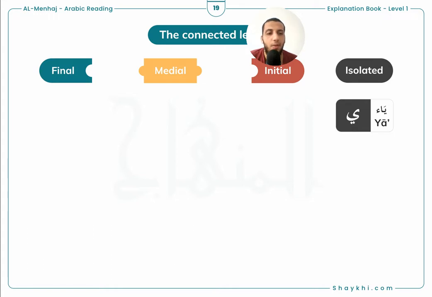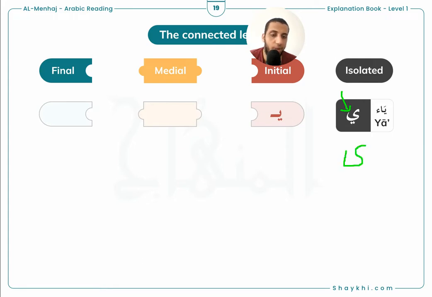As you can see, this shape is the isolated form of the letter ya, and this is the initial form. So this is the isolated form. It is like a semicircle, flipped like this, okay? And take care not to read it as letter ba, because it looks like letter ba. But what is the difference? Letter ya has two dots, but letter ba has just one dot, okay?